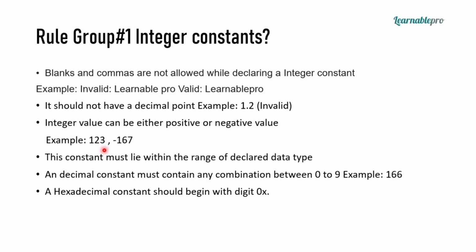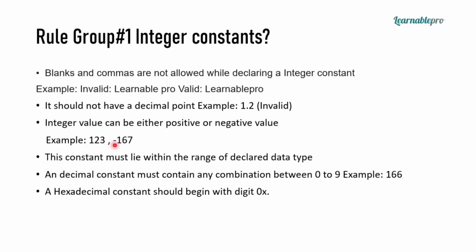In the case of the positive value, as you can see on the screen, 123, there is no sign before the numerics or set of digits, because when we are not giving any kind of sign, it is declared as a positive integer constant. That's why there is no sign in front of this set of digits. So this is a positive integer constant, and here we have a negative sign, so this is a negative integer constant.